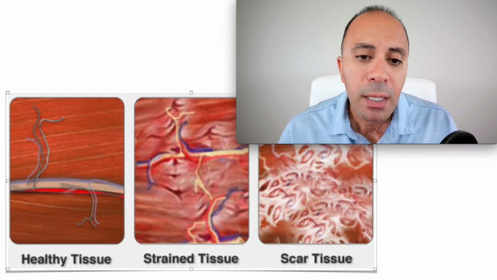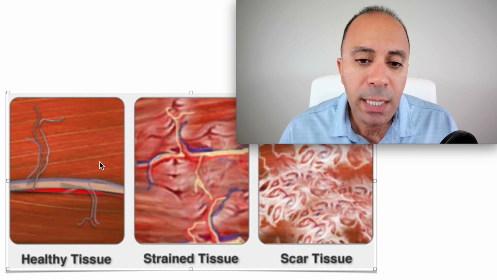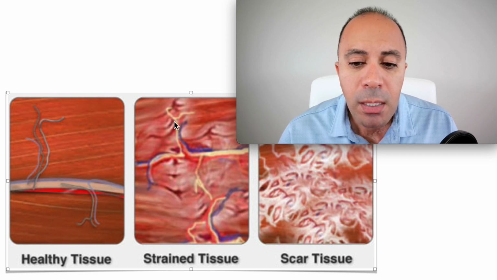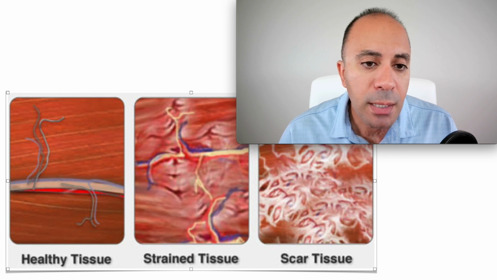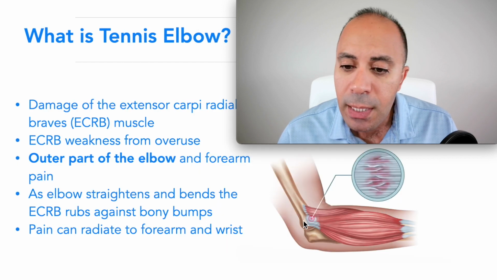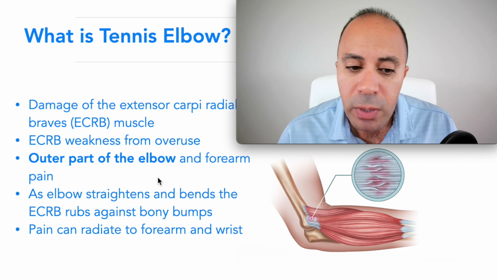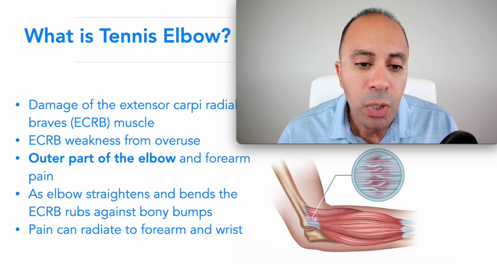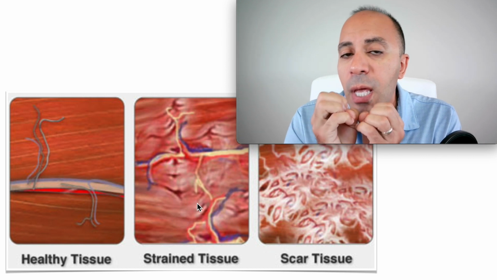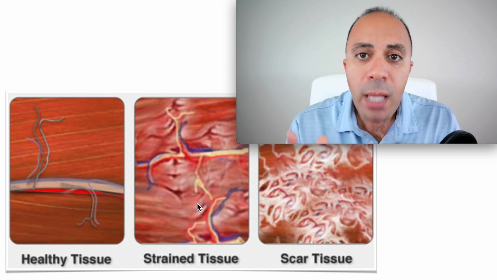This is normal tissue on the left side here, and the muscles, everything, are nice and smooth. When you start to have a micro tear in the muscle or a tendon or a ligament, it's going to look random here. And you can see it in the other image here for golfer's elbow or tennis elbow. You start to have a kind of micro tear here. So your body has to build scar tissue to heal itself. If it doesn't, it will be a permanent tear. We want the scar tissue.